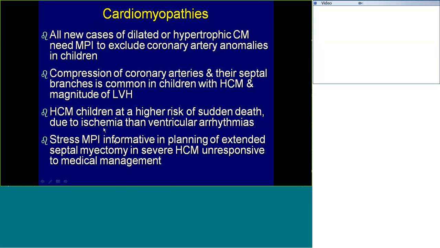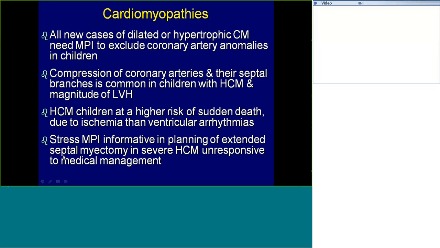And there is no other investigation as good as MPI as far as the identification of these reversible ischemias, especially in asymptomatic patients. Also, I feel this is a very useful investigation in this specific condition where the patient is unresponsive to medical management and you are planning for a septal myomectomy.